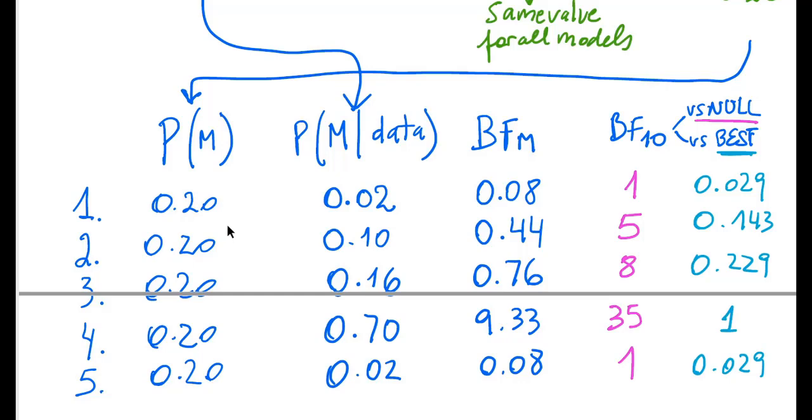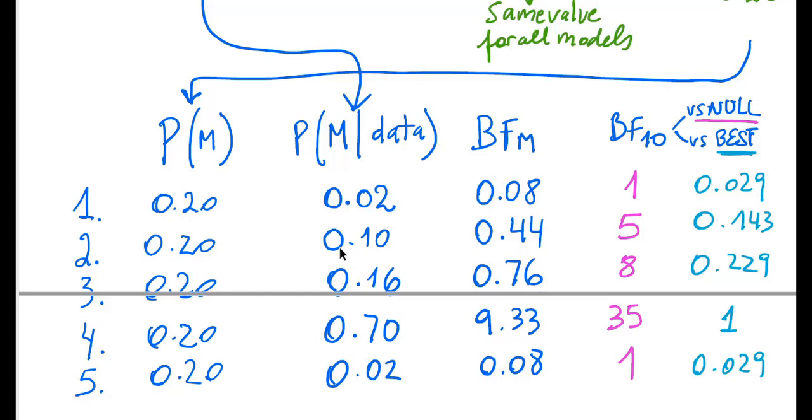Now, we do the same, but with the probability of the model after observing the data. So that odds is calculated by 0.02 divided by 0.98, and that gives us the posterior odds for that model. So when you do the posterior odds divided by the prior odds, that is the Bayes factor that we obtain here, 0.08. So it's much less likely now than it was before.